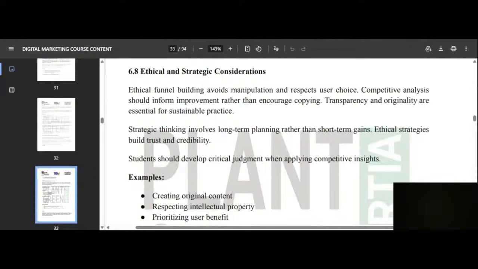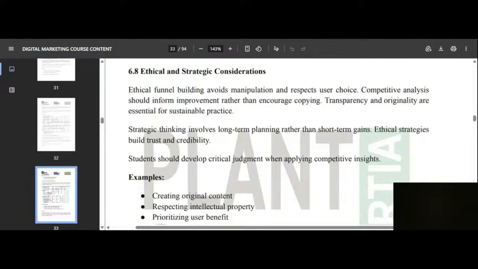Data privacy and consent. With data collection, emails, cookies, tracking, it is very important you maintain the data privacy and the consent of the customers, because ethical marketers must clearly inform the users, get the consent from the users, protect the data of the users very securely, and avoid selling data without any kind of permission.